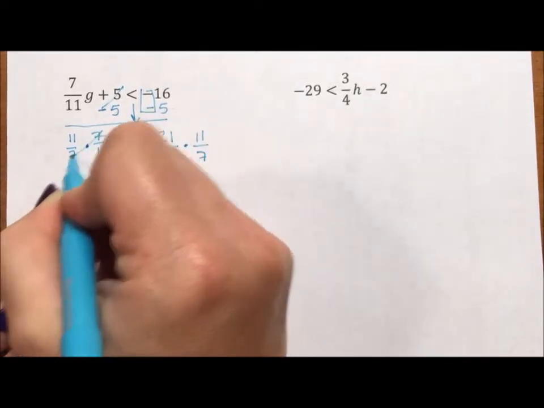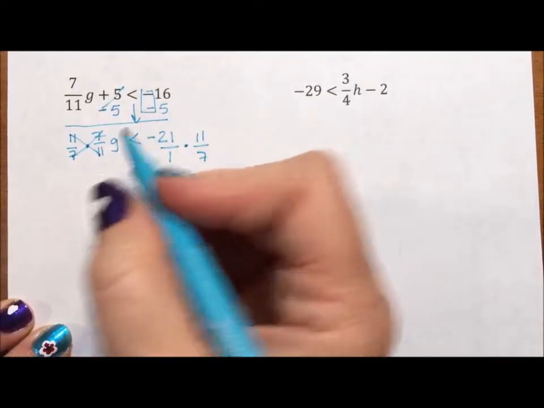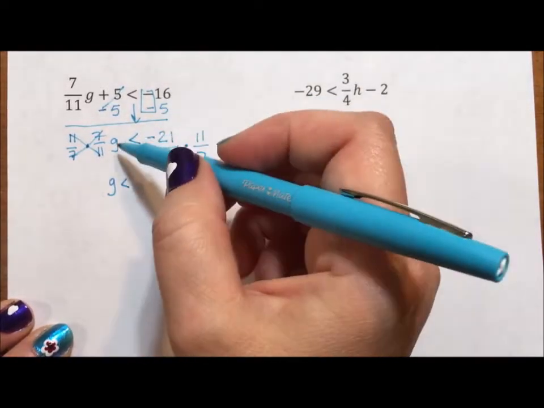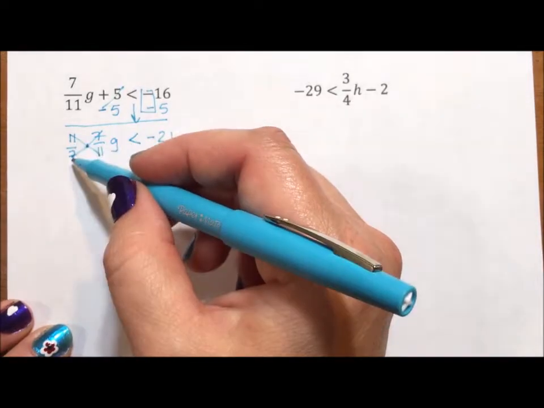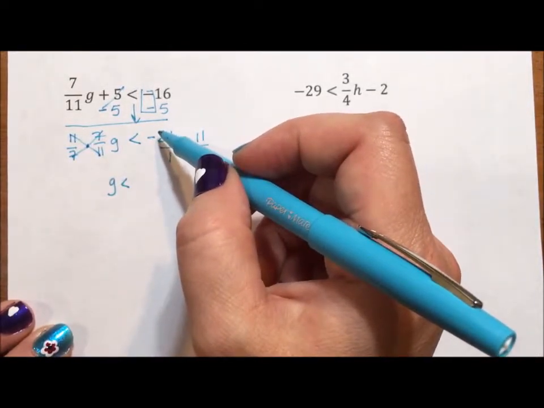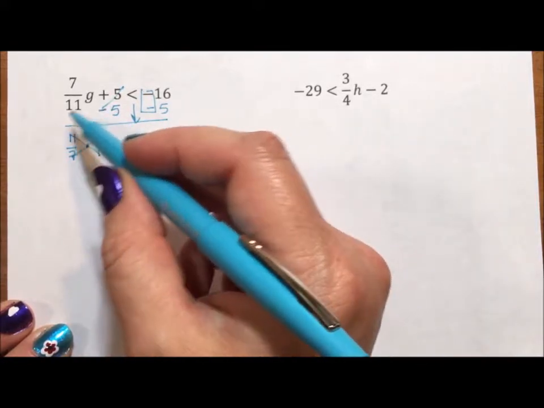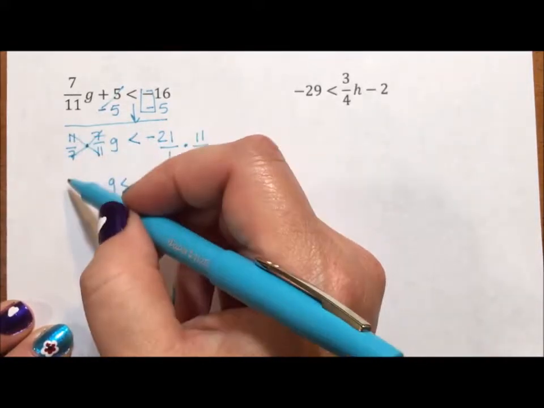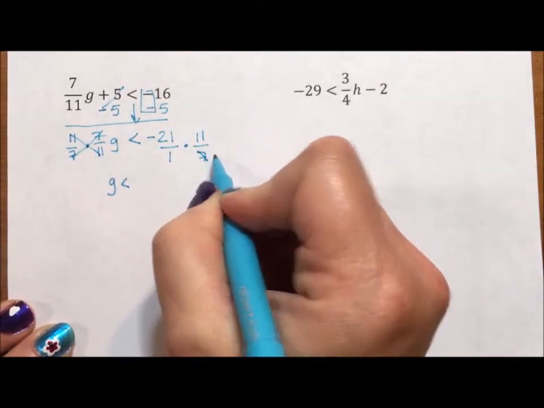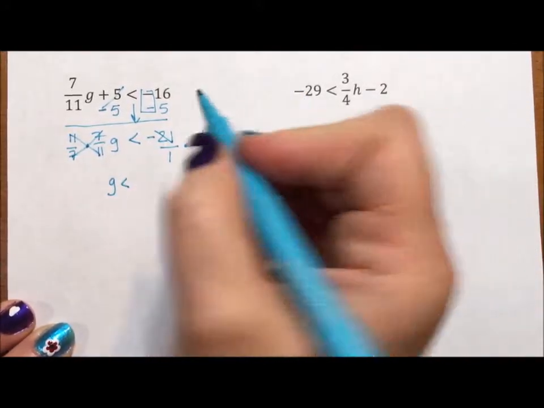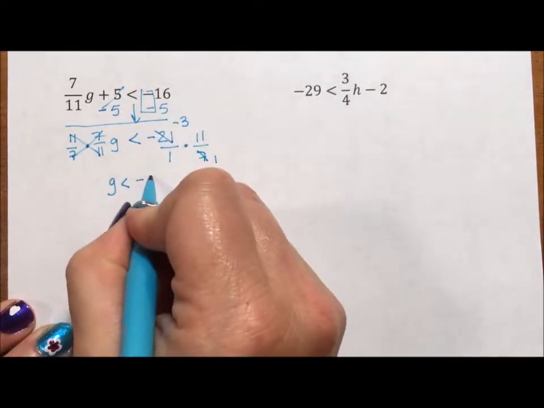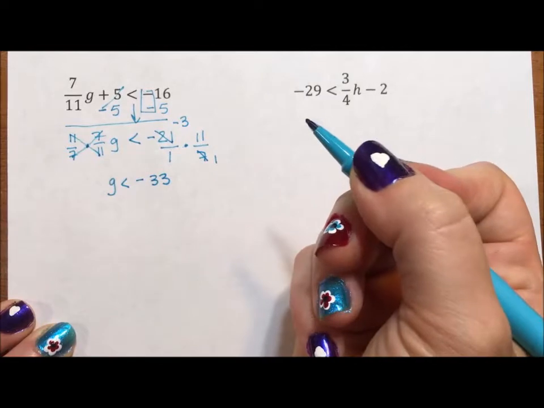On the left-hand side, the 7's cancel, the 11's cancel, and I'm left with g is less than. Now, I don't flip because I'm not multiplying by a negative. I'm multiplying by a positive. I'm multiplying into a negative, but that doesn't matter. All that matters is the variable itself, and the variable is positive here, so the sign doesn't flip. 7 divided by 7 is 1. Negative 21 divided by 7 is negative 3, and negative 3 times 11 is negative 33.